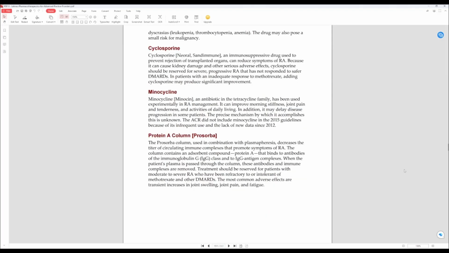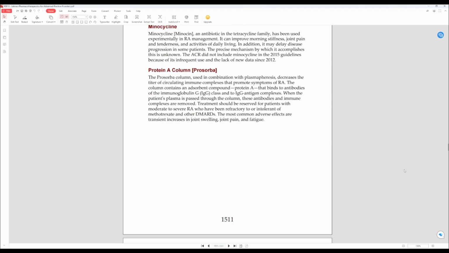Minocycline. Minocycline, an antibiotic in the tetracycline family, has been used experimentally in rheumatoid arthritis management. It can improve morning stiffness, joint pain and tenderness, and activities of daily living. In addition, it may delay disease progression in some patients. The precise mechanism by which it accomplishes this is still unknown. The ACR did not include minocycline in the 2015 guidelines because of its infrequent use and the lack of new data since 2012.